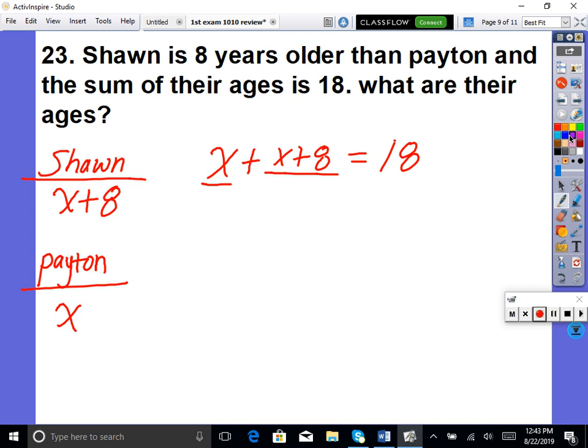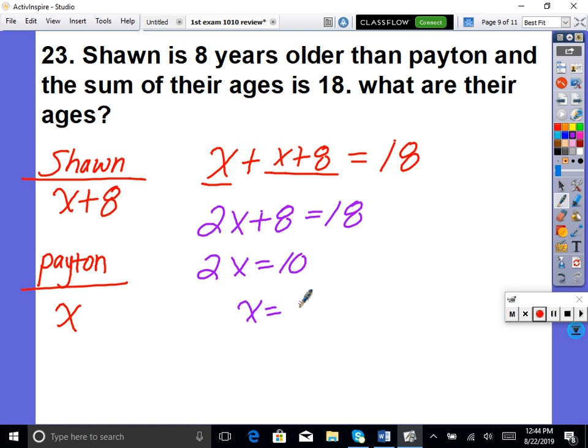And now we'll go ahead and solve to find their ages. So combine like terms, x plus x is 2x plus 8 equals 18. So subtract 8, 2x equals 10, x equals 5. So make sure you go back and answer it completely. Peyton is 5 years old, and 5 plus 8 is 13. So Sean is 13. All right, so we have our 2 answers.